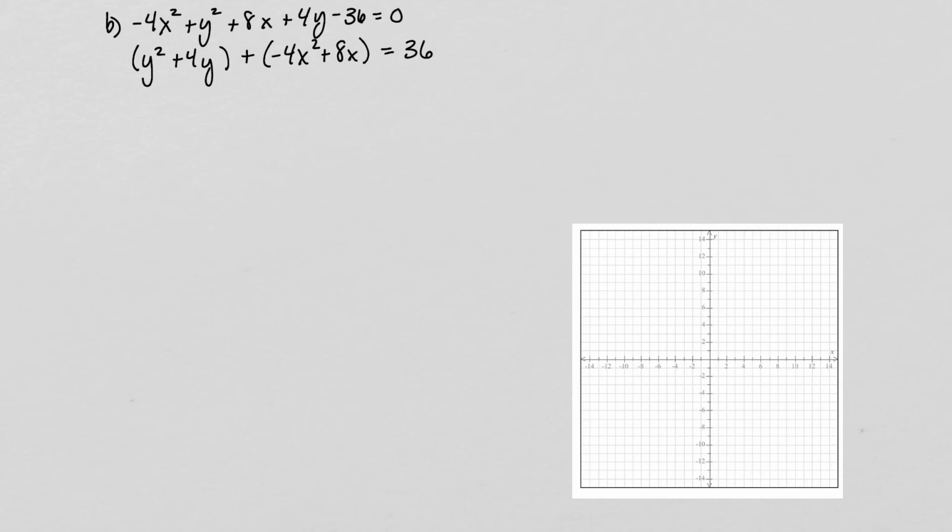My y squared term on the first piece is already a 1, so I can just leave that as y squared plus 4y. Leave a little bit of room. I can factor out a minus 4 in the second piece to get my x squared term to have a coefficient of 1. So minus 4 times x squared minus 2x is equal to 36. So now, half of 4 is 2, and 2 squared is 4. So we're going to add 4 to this side. If I add 4 to the left side, I have to add 4 to the right side.